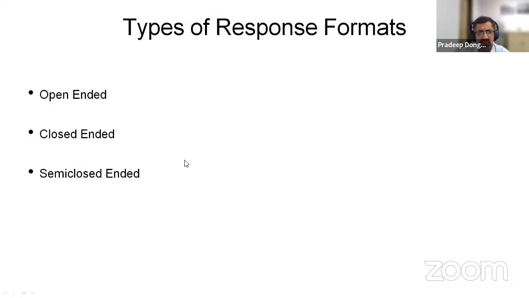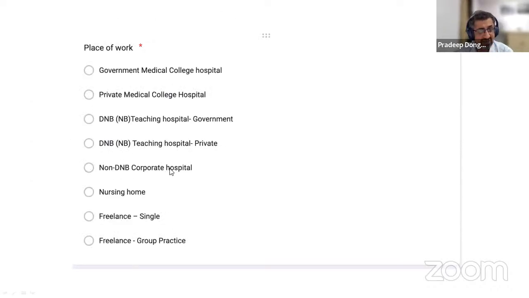So there are many types of response formats. In other words, a question can be an open-ended question, a closed-ended question, or a semi-closed question. For example, here you can just look at place of work: government medical college, private medical college. Your respondent has to choose from any of these. He cannot vary and say, I have something else to say. He has to choose from these things. So this is called a closed-ended question. Where you have a definite endpoint and these are the only choices, you can always go for a closed-ended question. The main advantage is that it is very easy to analyze in the end, and especially in your software, it gives you the data right away.